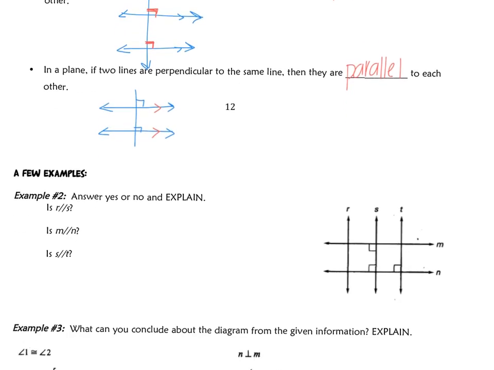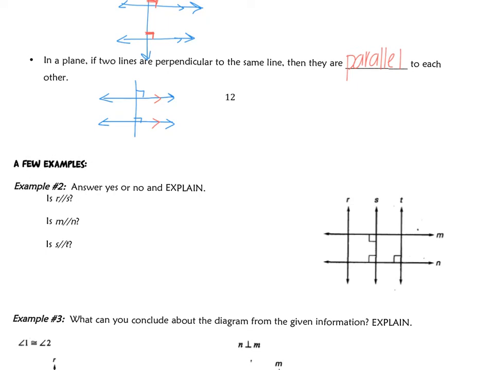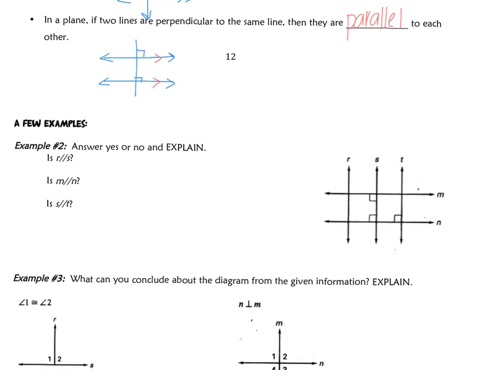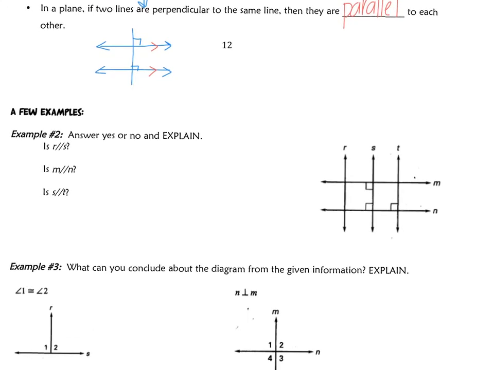Let's try a couple, and then I'll let you keep going. So example 2, answer yes or no and explain. Is line R parallel to line S? Okay, when I look at that, I'm going to, for myself, get rid of line T. Completely ignore it. I'm not going to pay attention to it.